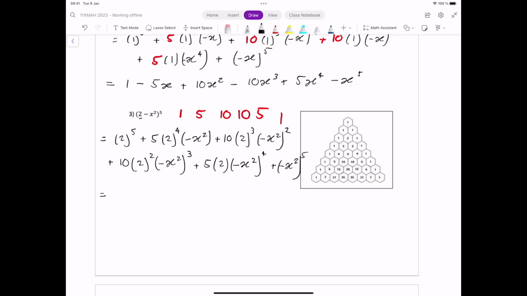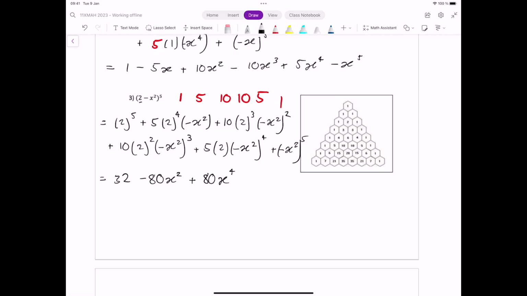Okay, 2 to the power of 5 is 32. 5 times 2 to the power of 4 is 80. And we've also got that minus, so minus 80x squared. 10 times 2 to the power of 3, I believe, is 80. And our squared cancels out that minus, so it's plus 80x to the power of 4. 2 squared is 4, plus 40. Oh, it's going to be minus actually, because I've got an odd power. Minus 40x to the power of 6.